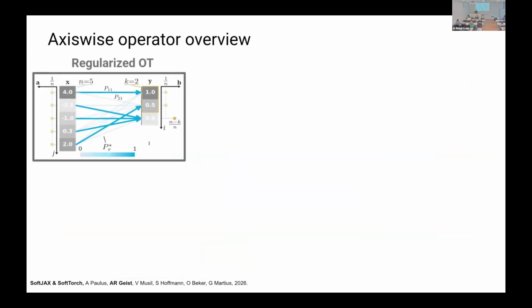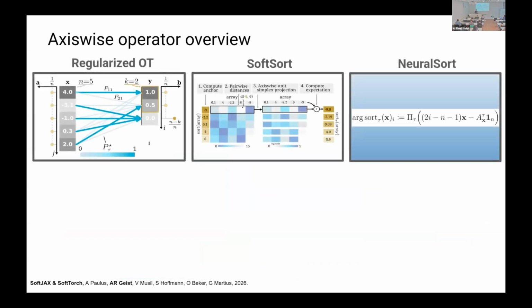Okay, but we didn't only implement soft sort. We tried to move the whole project towards being feature complete, so having many algorithms that you can actually compare and decide which one is best for you. Perhaps, let's say, the purest method is regularized optimal transport.